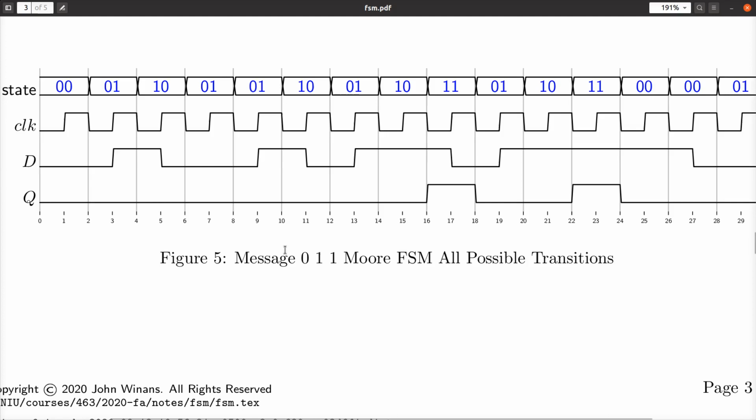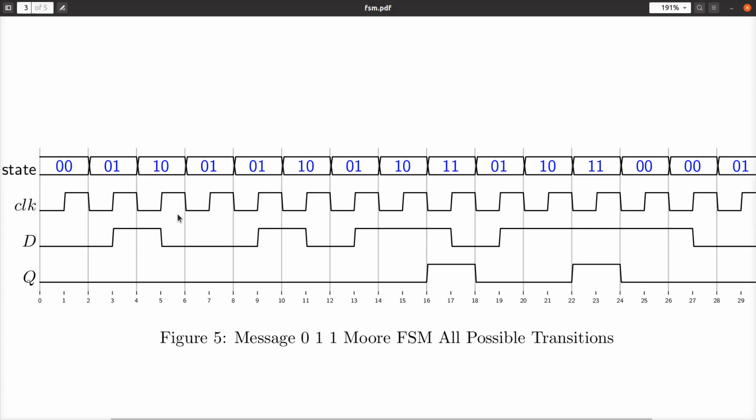So if we look at all the possible transitions down here, what I've done is I've said, well, what happens if D only goes high for one clock tick and then back down? Make sure that this design works and makes sense. Did I end up where I'm supposed to be? That's why I drew this up like this, to say, did I go into state 0, 1, 2, 1? Yes. If D stays low in that situation, do I stay in state 1? Well, the answer should be yes, right?